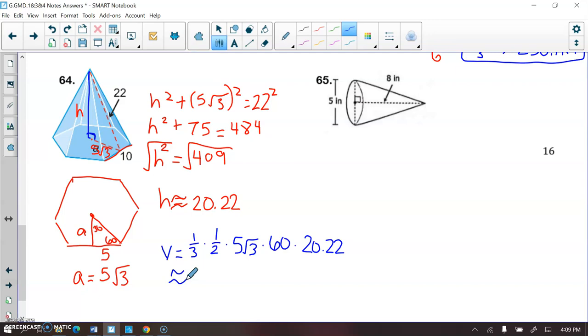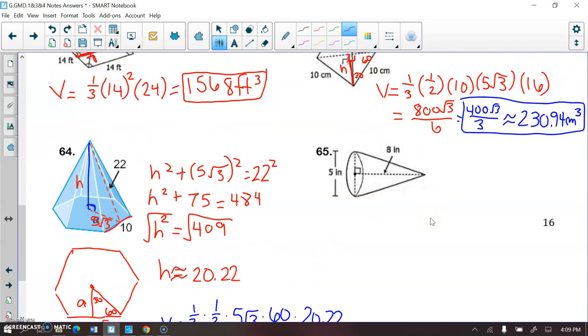So I'm not going to put this in exact format because I already started to round. So 20.22 times 60 times 5 root 3 times 1/2 times 1/3 comes out to approximately 1,751.10. And then there's no units, so I'm just going to put units cubed.